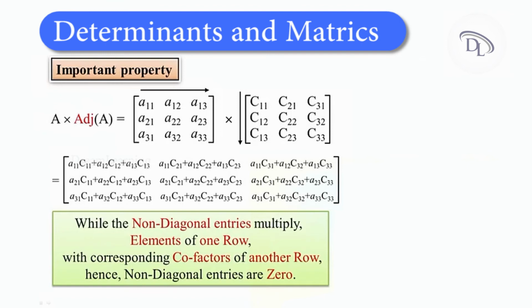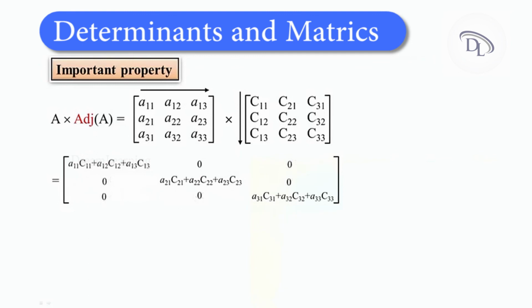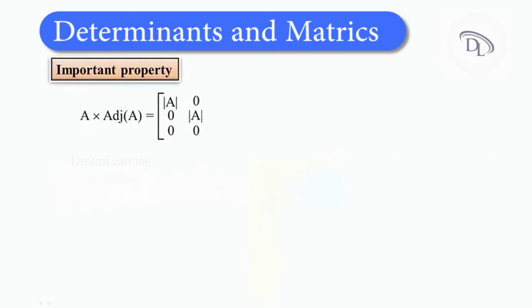Let us look at the element in the first row and the second column. This is A11 C21, A12 C22, A13 C23. That is, the first row of the matrix is getting multiplied by the second row of the cofactors. In this case, second column, because this is the adjoint of A and not the cofactors. But A11 C21, A12 C22, A13 C23 is the first row of the matrix with the second row of the cofactors, which gives us 0. So this element is 0. Similarly, all the non-diagonal elements are 0 in this case. So diagonal elements are all the determinant of A, and non-diagonal elements are 0.